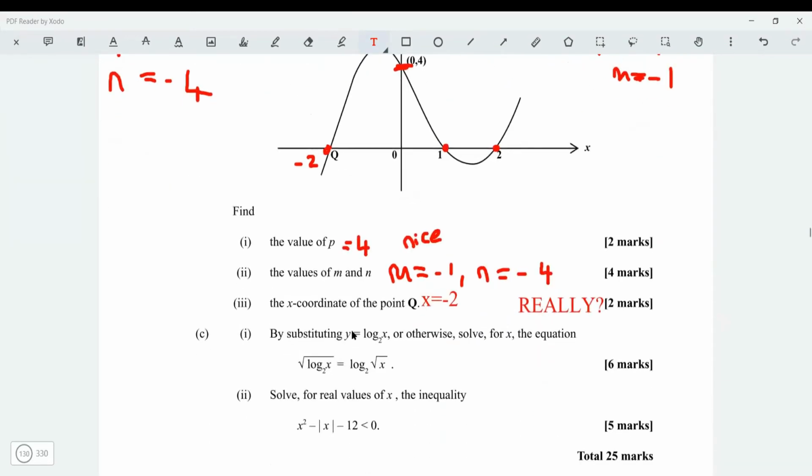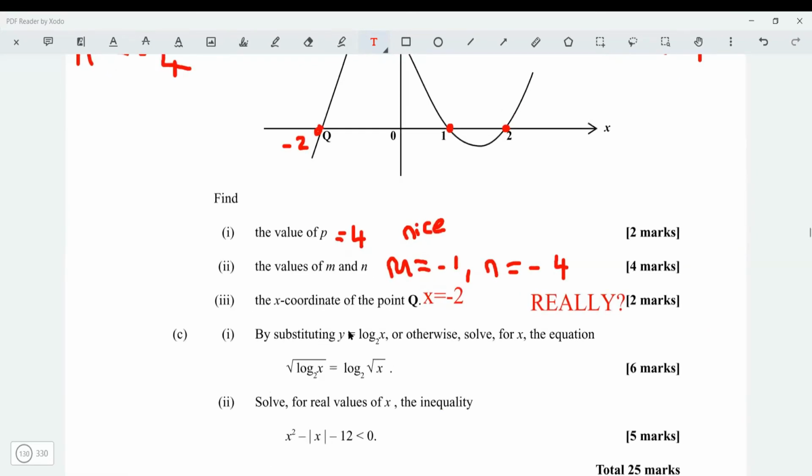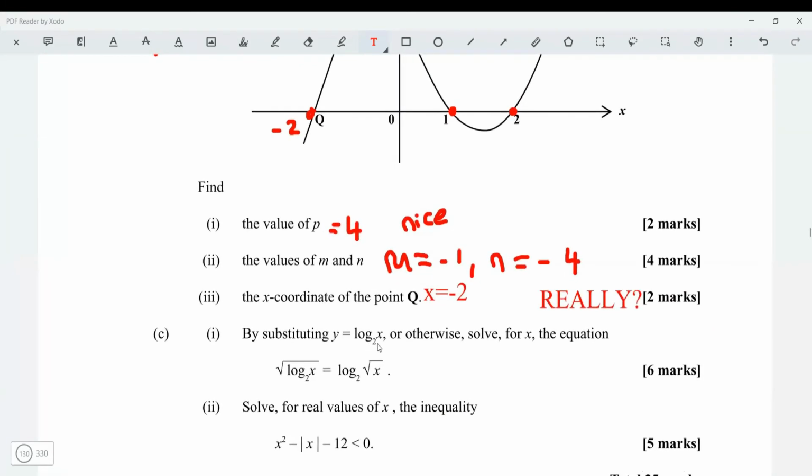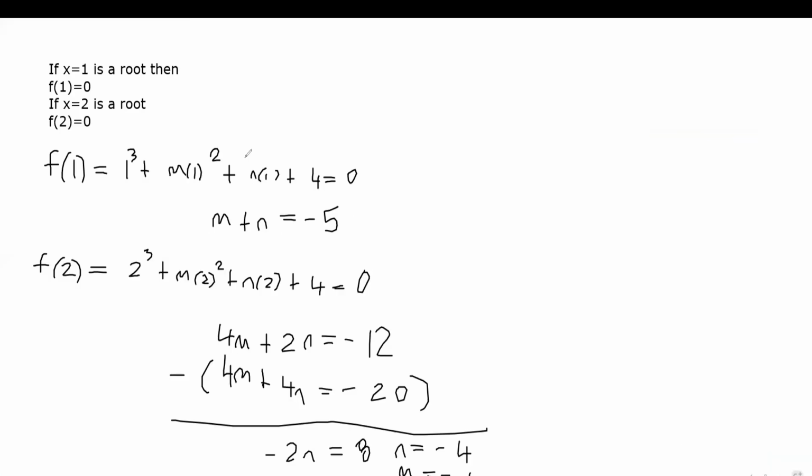All right. Now let's go to the next one right here. And this one says now, by substituting y equals log to base 2 of x or otherwise, we're supposed to solve this log equation. So we need to substitute y as log to base 2 of x or otherwise, meaning if you think of something else, you can do it the other way. Now, since they're telling us what to do, why would we not want to do it that way? They must be giving us a hint.